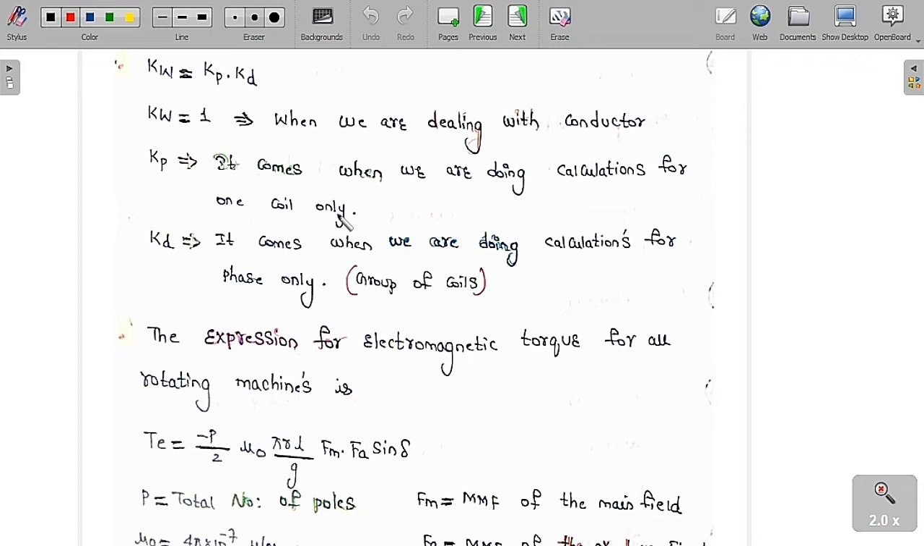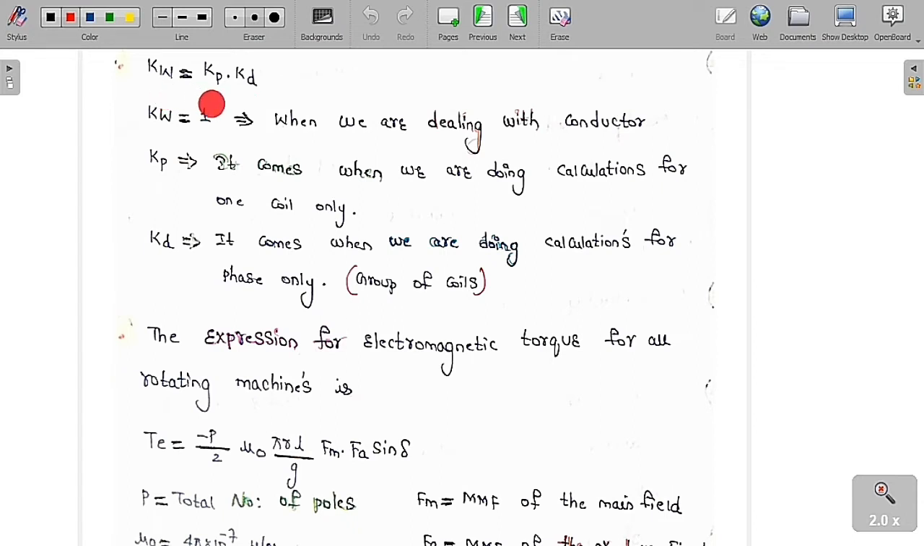It comes whenever we are doing calculations for a phase, a group of coils. So one coil means Kp. Then Kw is equal to 1 whenever we are dealing with a conductor. Kp is going to come into calculation only whenever we choose only one coil. And Kd is going to come if you go for the phase, or we can say a group of coils. So Kw is equal to Kp into Kd.